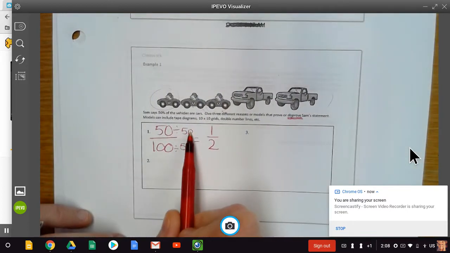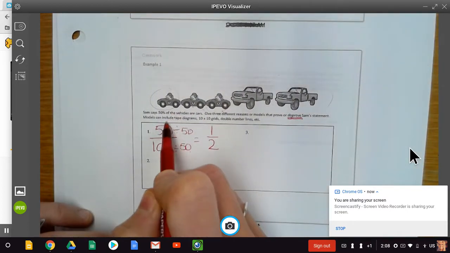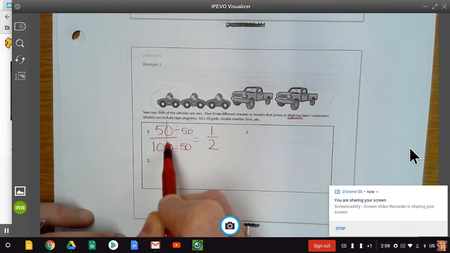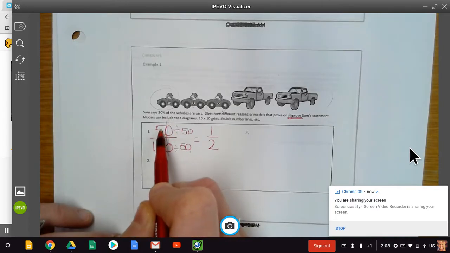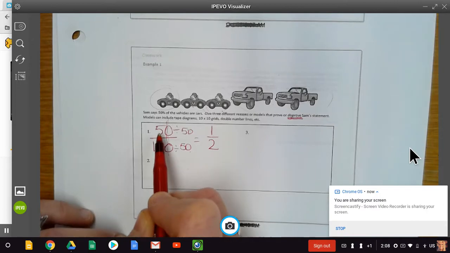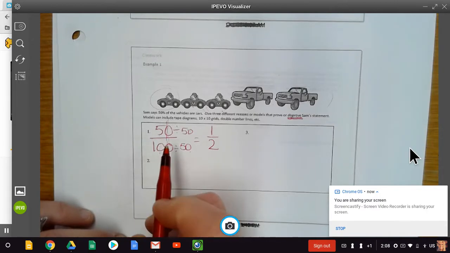By the way, real quick, dividing by 50 is the same as cutting off one of these zeros. Since this has a 0 and this has a 0, we can take one off and cut it right down to 5/10. And you should know that 5 is exactly half of 10.